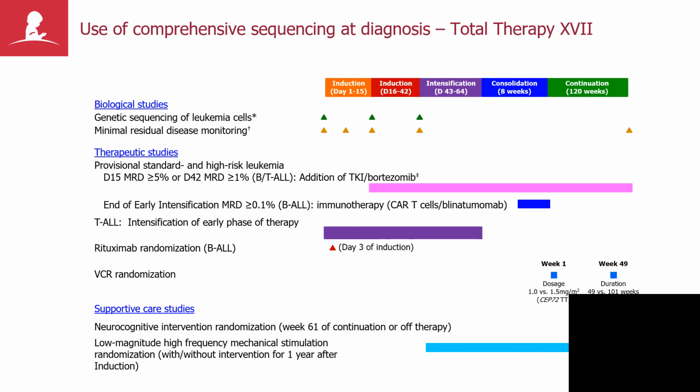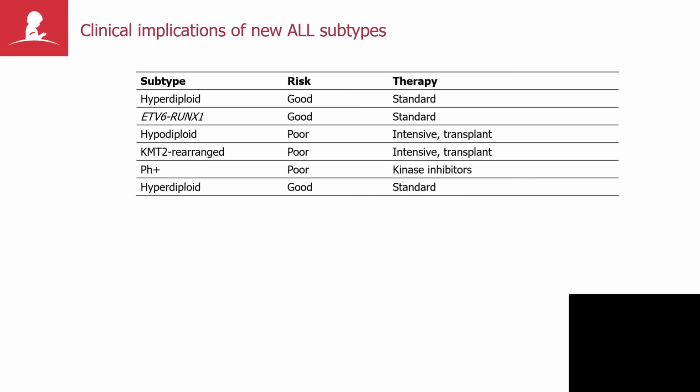So just to conclude, how are we using sequencing in leukemia management? I show one example of this from Total Therapy 17, the frontline study of ALL at St. Jude. All patients enrolled on this study are sequenced at diagnosis with both transcriptome sequencing and whole genome sequencing. And then this information is used for a variety of targeted therapy approaches and risk adaptation approaches.